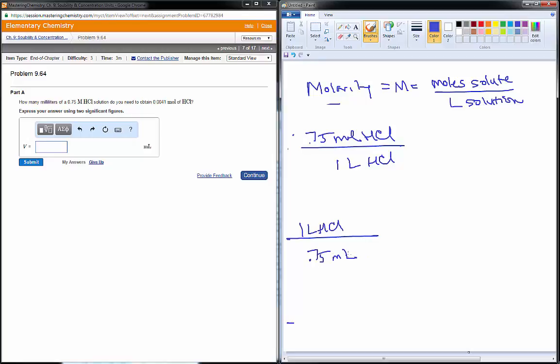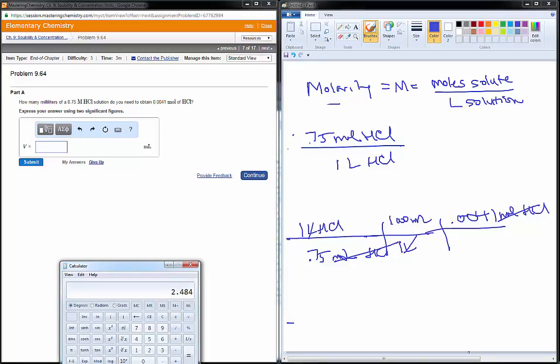0.75 moles HCl, and 1 liter of anything contains 1,000 milliliters. So now I've got milliliters, but I need to get rid of moles. There they gave me moles. Moles of HCl cancel, and I'm left with milliliters of that HCl solution. So 1 divided by 0.75, multiply that by 1,000, multiply that by 0.0041, and I get 5.47.